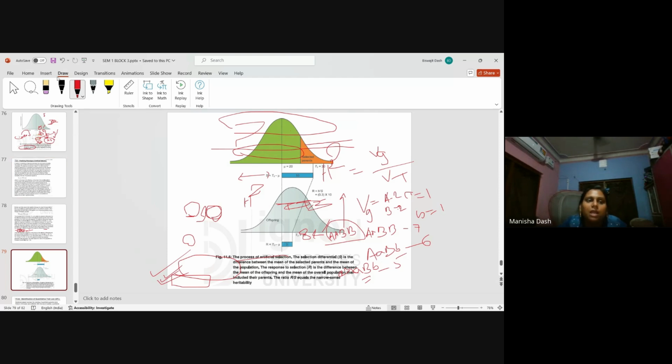But overall, what I want to convey is that narrow sense heritability is a measure to predict or select the offspring that you need to propagate further, because they will be carrying the good phenotype, or the important genetic contributions from both of the parents.